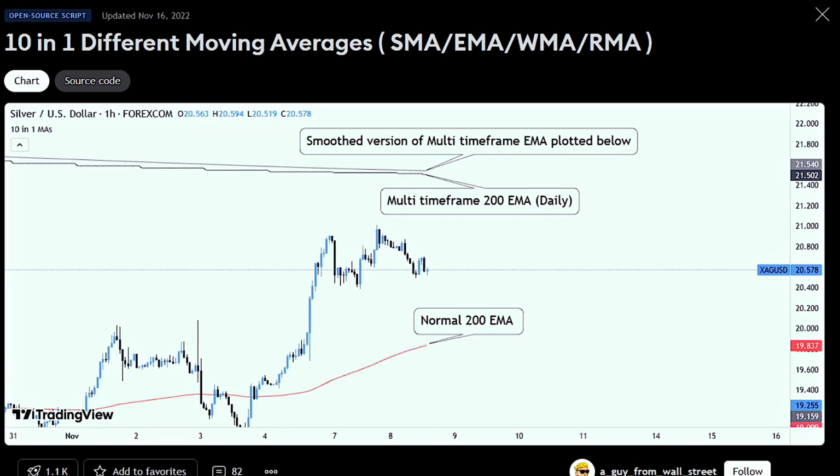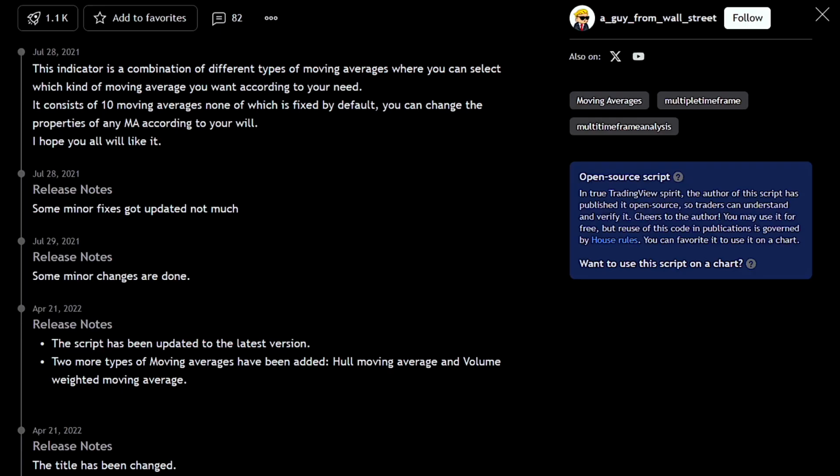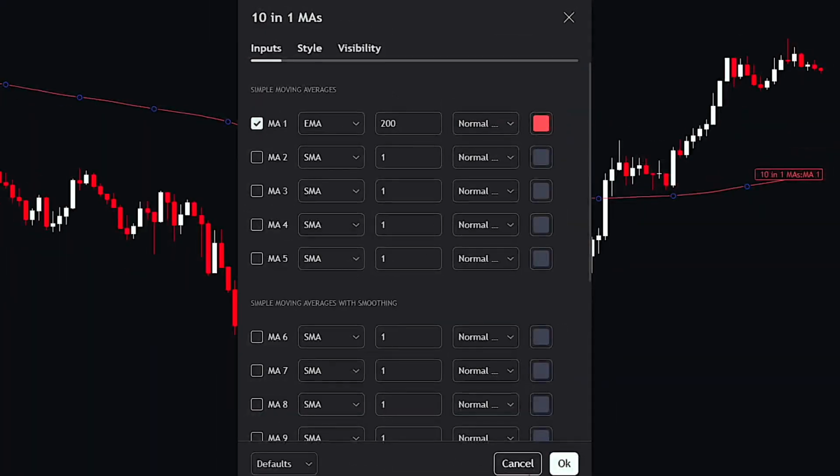You'll notice that there's already a default 200 exponential moving average, or EMA, on the chart. But we're going to need a little more firepower to get the most out of this strategy. So let's open the indicator settings window and tweak the settings a bit. In the input section, enable the MA1 option, then change its type to simple moving average, or SMA, and set the period to 50. Leave the time frame as normal.